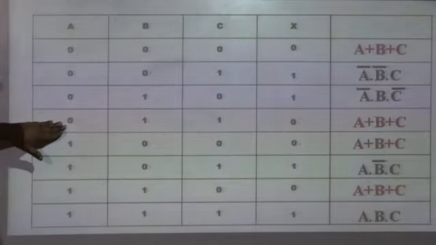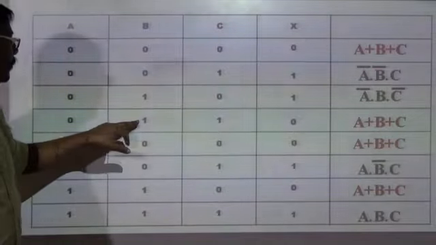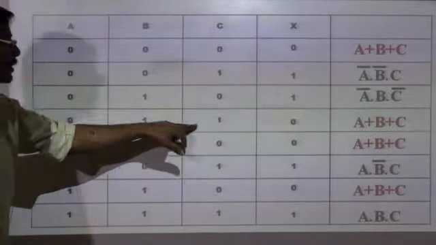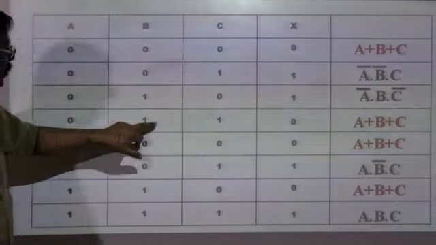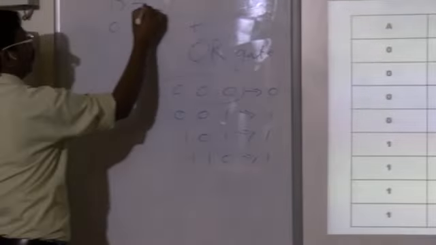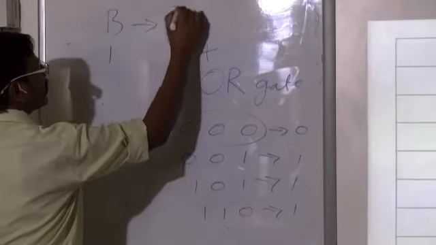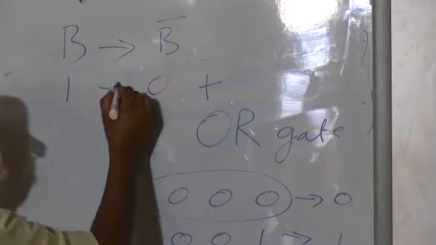Now let's come to this next max term. 0, 1, 1. B is 1, C is 1, while A is 0. So 0 plus 1 cannot remain 0, it will become 1. But we need to keep it as 0. So what we need to do? We need to change this to 0, this one also to 0. That means if B is 1, how do I make it 0? Simple, I complement this. Instead of B, if I write B complement, 1 will become 0.